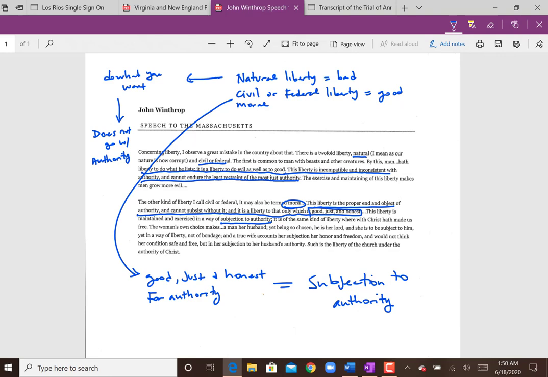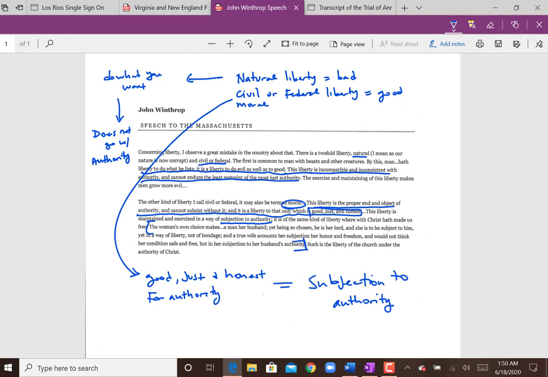Then this is where he gets the example for women. Woman's own choice makes a man her husband, yet being so chosen, he is her lord, and she is to be subject to him, yet in a way of liberty, not of bondage. And a true wife accounts her subjection her honor and freedom, and would not think her condition safe and free, but in her subjection to her husband's authority. Such is the liberty of the church under the authority of Christ.